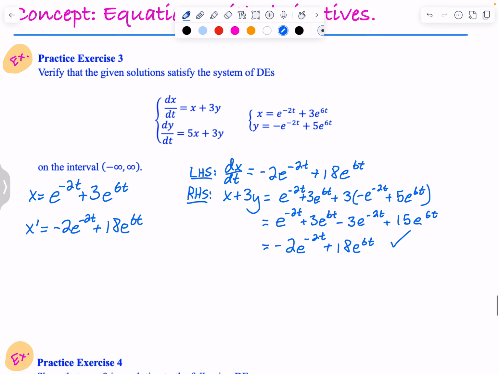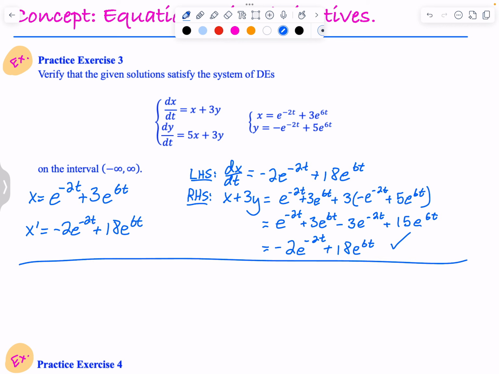Okay, so we did dx dt, now let's do dy dt. So y here is going to be -e to the -2t plus 5 e to the 6t. Usually I would do that y prime right there, but we found out last time that we're just going to have to do it right here as well. So dy dt is equal to, the -2 is going to come down, with that negative making a +2 e to the -2t. And then the 6 comes down making a 30 e to the 6t. So that's what the derivative on the left-hand side is.